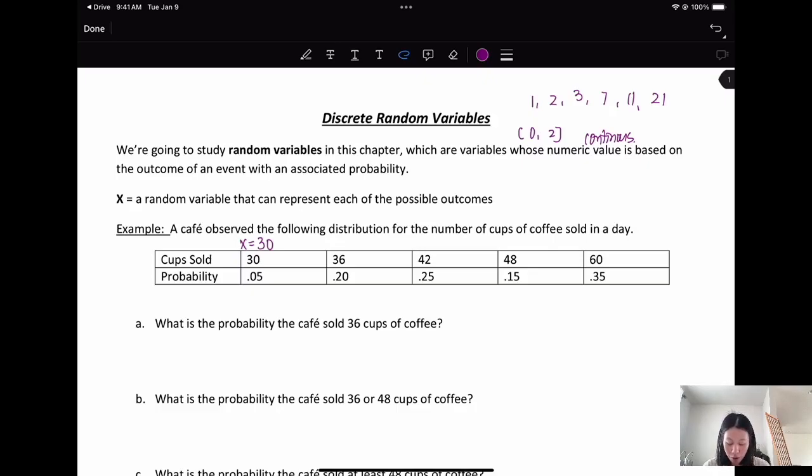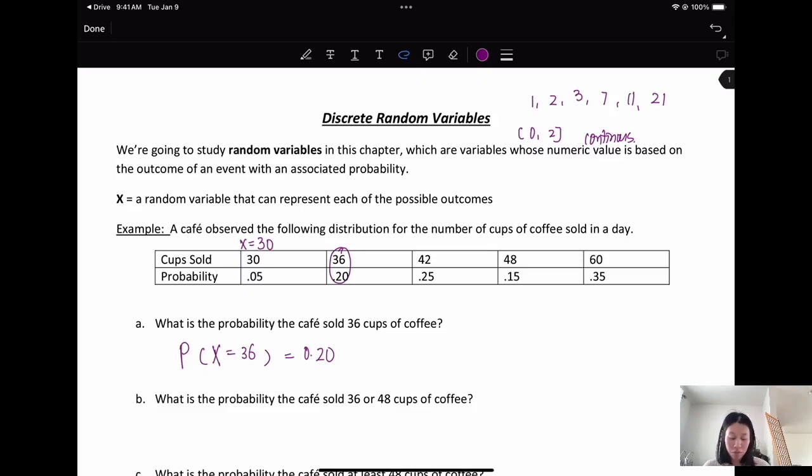Okay, so 1a. What is the probability that the cafe sold 13.6 cups of coffee? We want to write it as P, which stands for probability, with parentheses. We want 13.6, so that means we want x equals 13.6. The probability based on the table is 0.20.